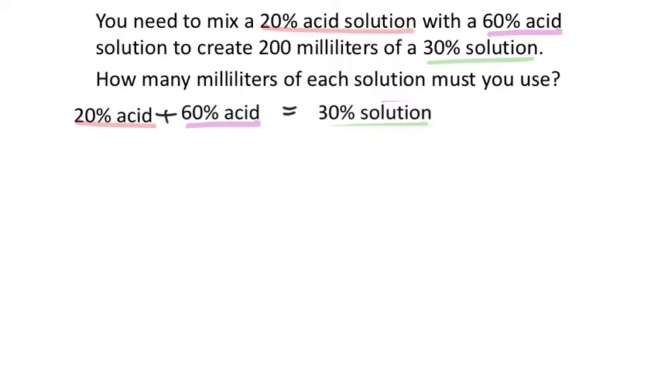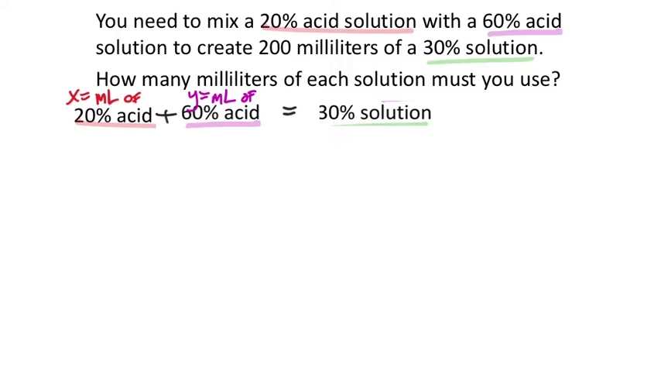So we have the 20% solution. I'm going to say that x is milliliters of the 20% acid. And then the other value, the 60% solution, we again don't know how much that is, so I'm going to use y on this one. That's milliliters of 60% acid.